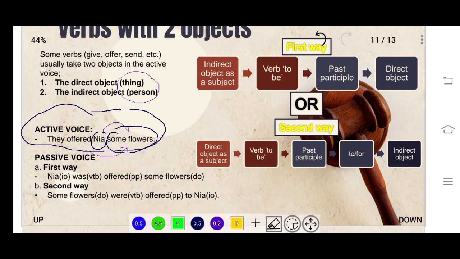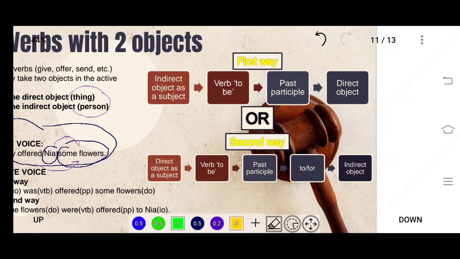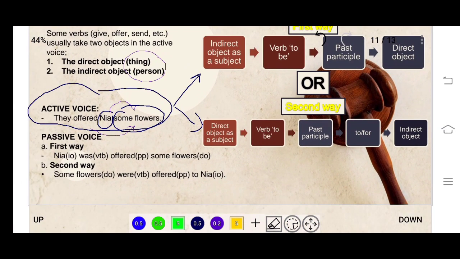This is the way that you can change the verb from the active voice into the passive voice. The first way is to use the indirect object as a subject, then add a verb to be, then add the past participle, then add the direct object. Or the second way: use the direct object as a subject, then add the verb to be, then the past participle, and then the word to or for plus the indirect object. Let's take a look at the examples.